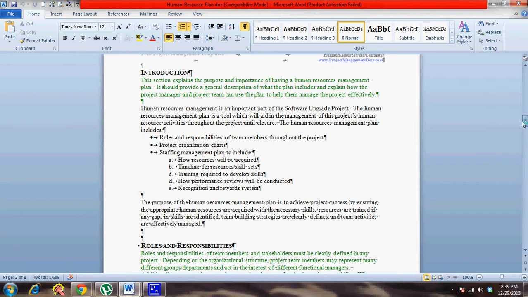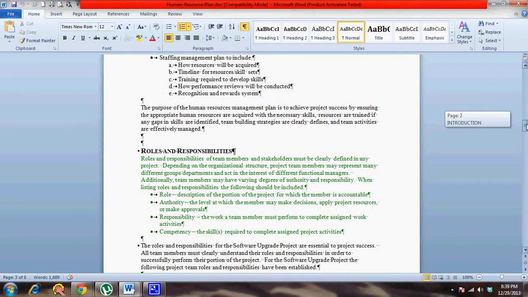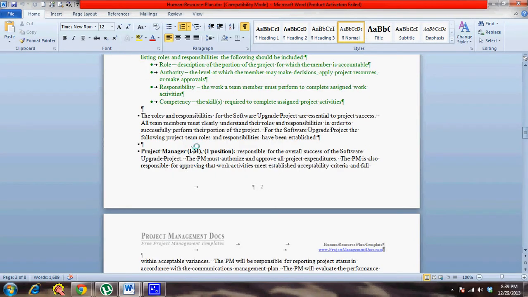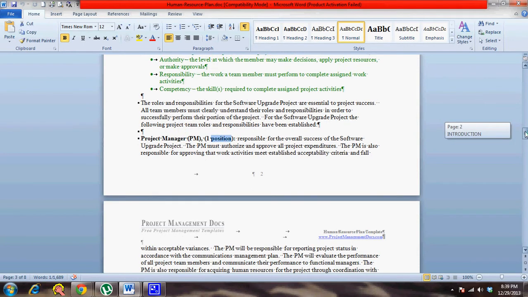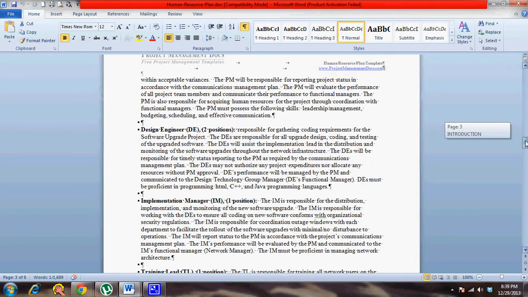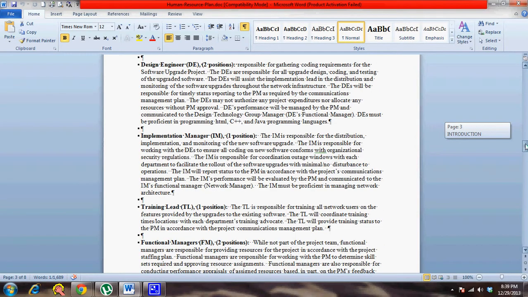If you go down, you can see the roles and responsibilities: what role, description of the portion of the project for which the member is accountable; authority, the level at which the member may make decisions, what his decision levels are; responsibility, the work a team member must perform to complete assigned work. So you also have descriptions about the different roles, then the position, number of positions required for the project. Then you also had detail about the roles and responsibilities. So this is the text-based description that we were talking about as the tools and technique. So you can see the different roles in the project, the number of positions, and the description for each of them.